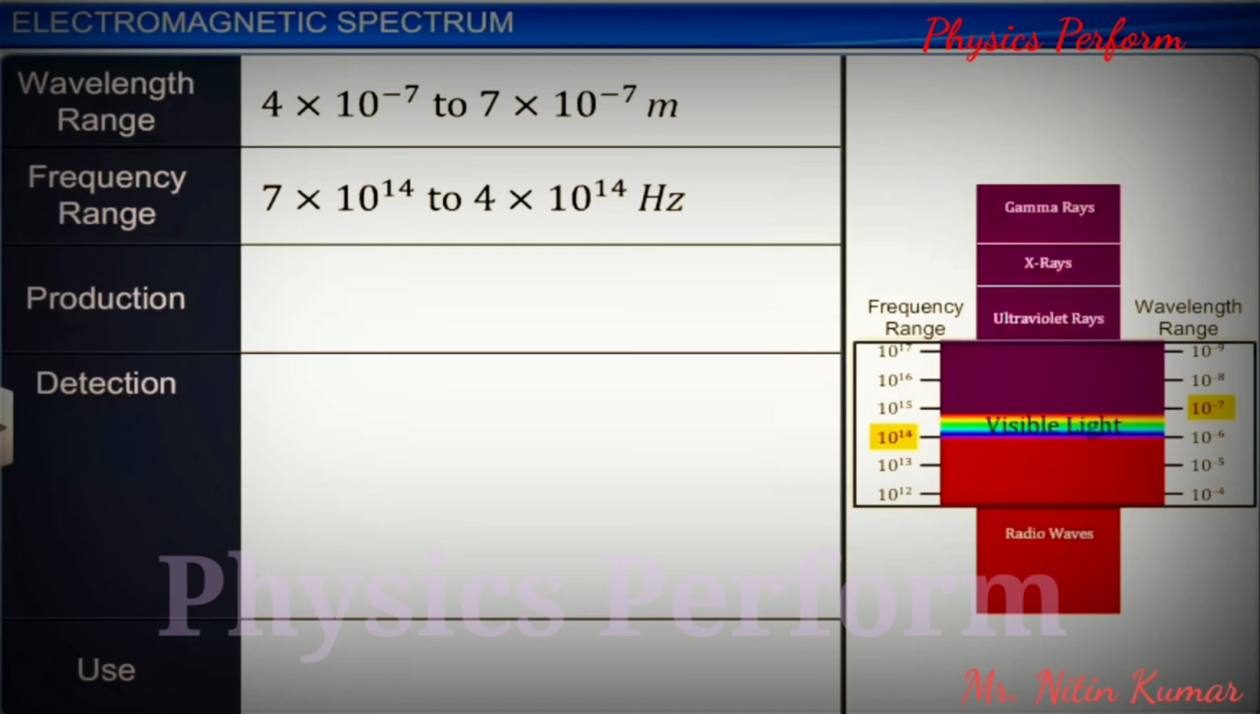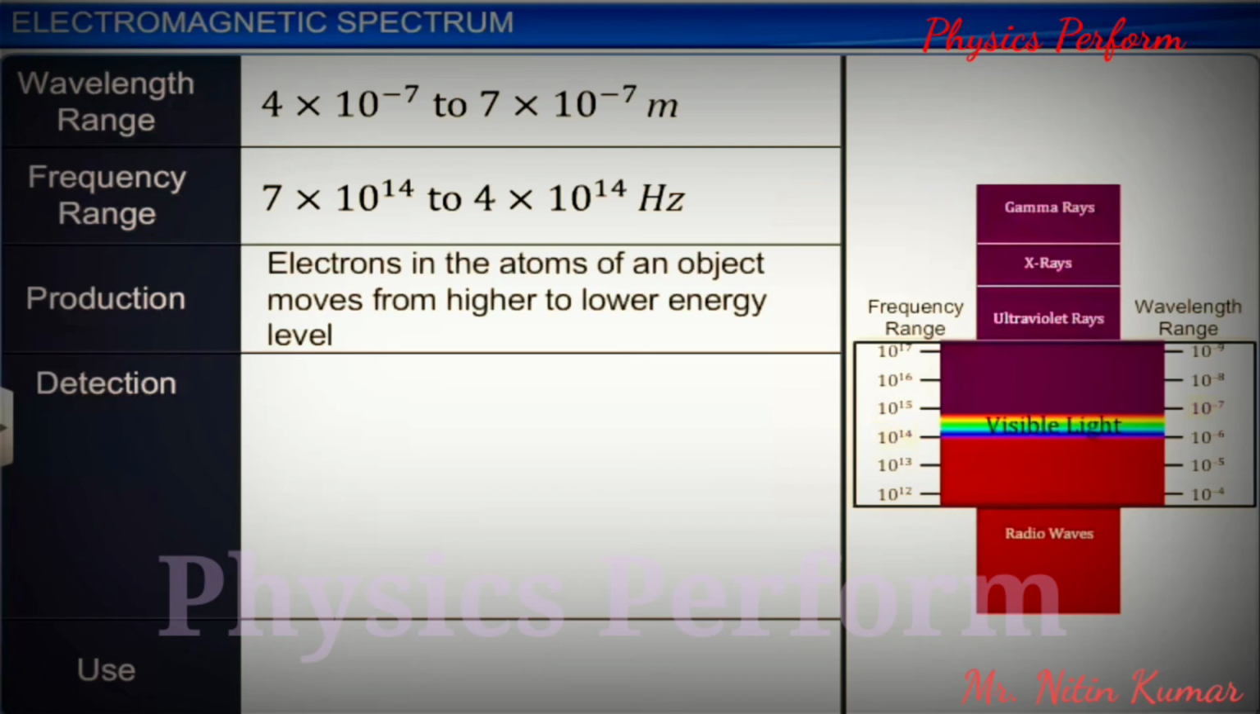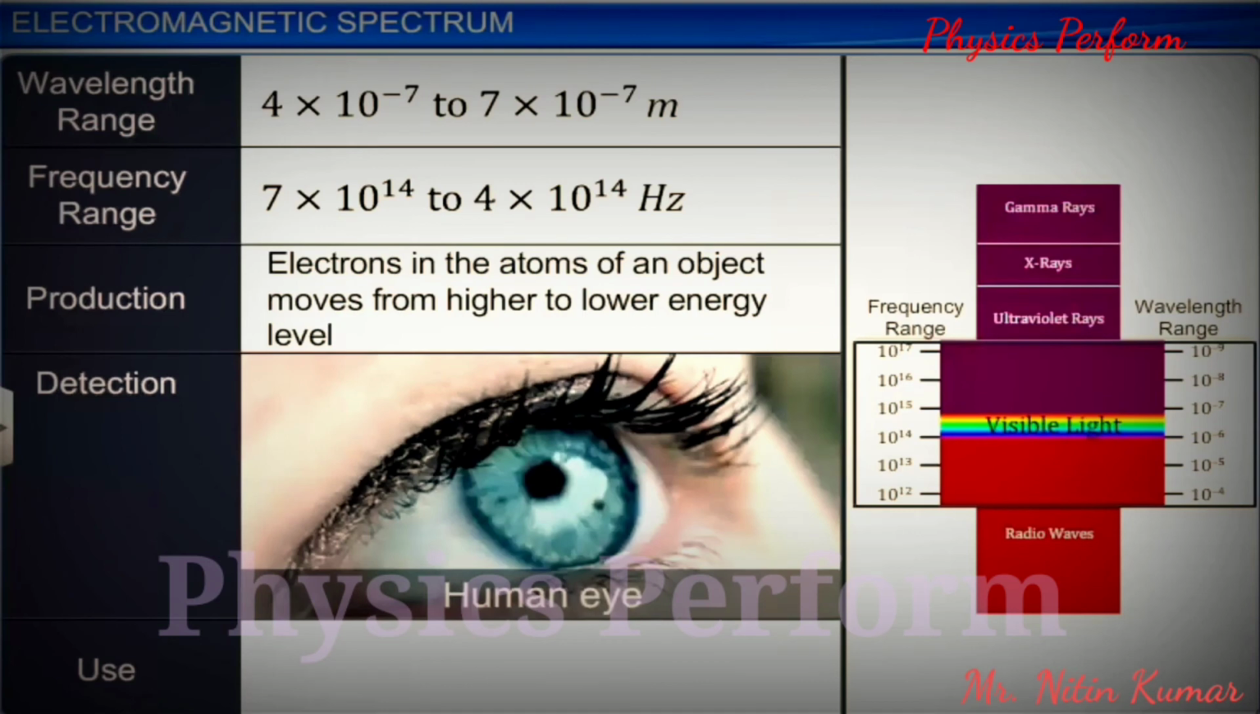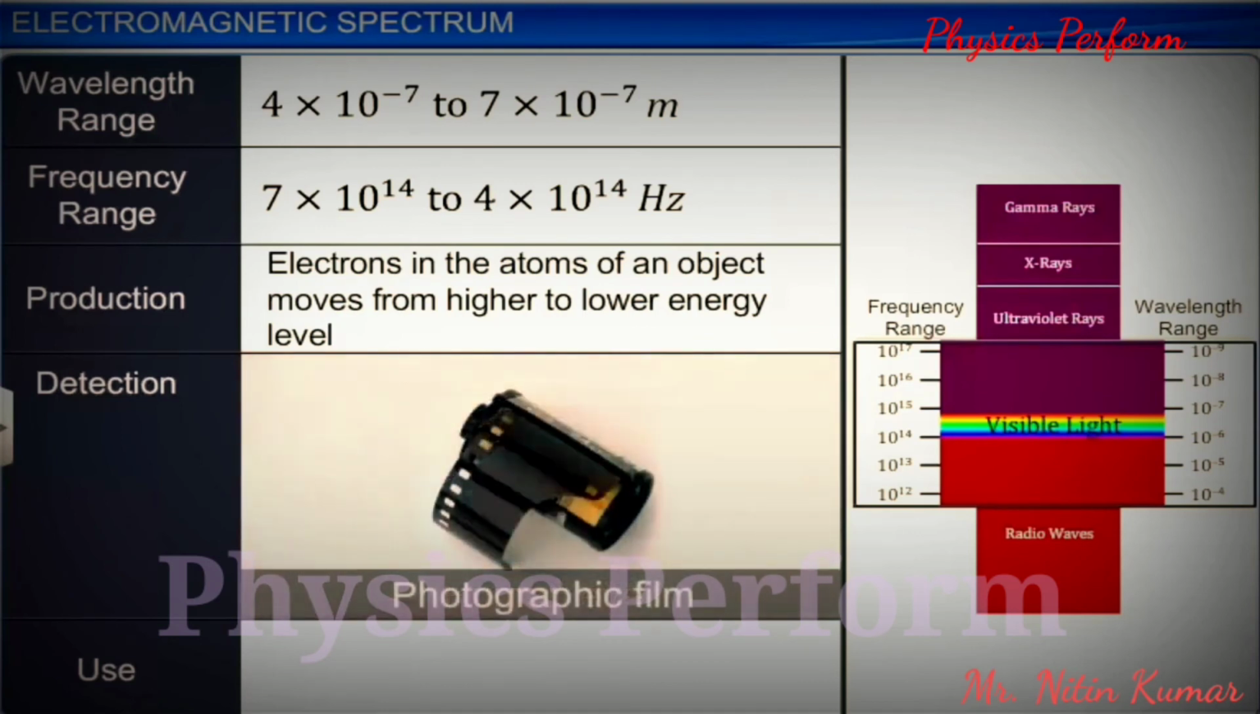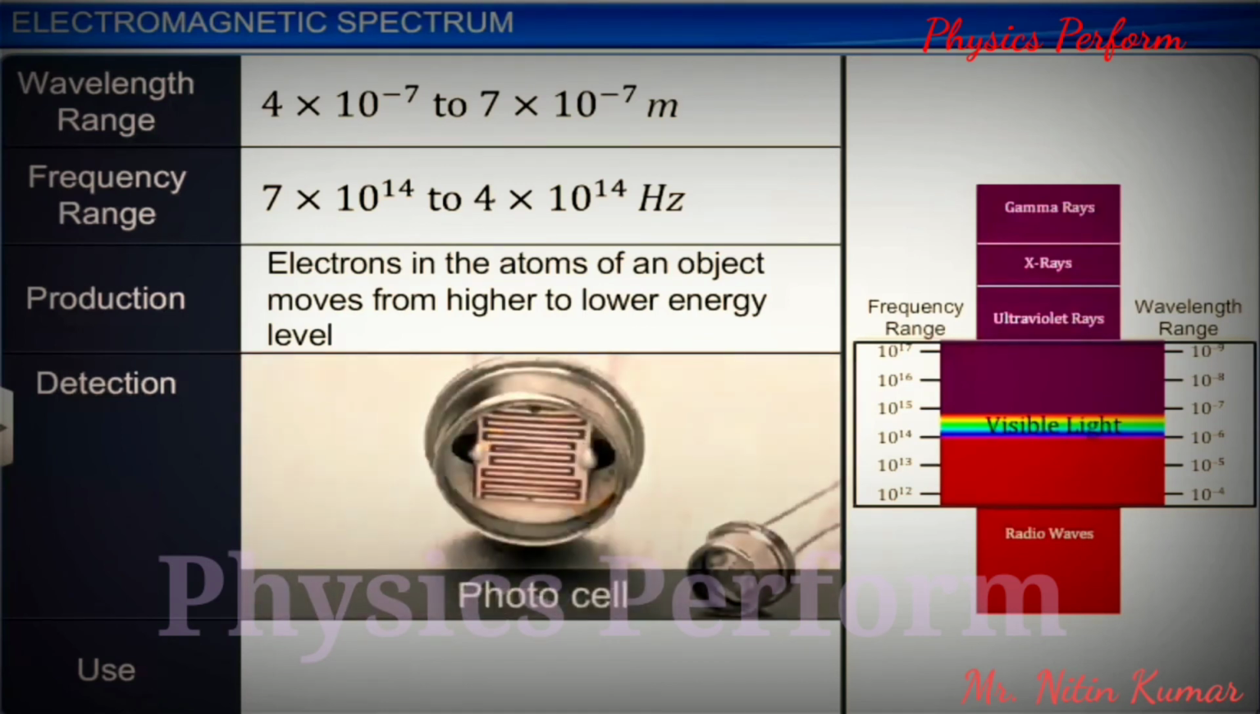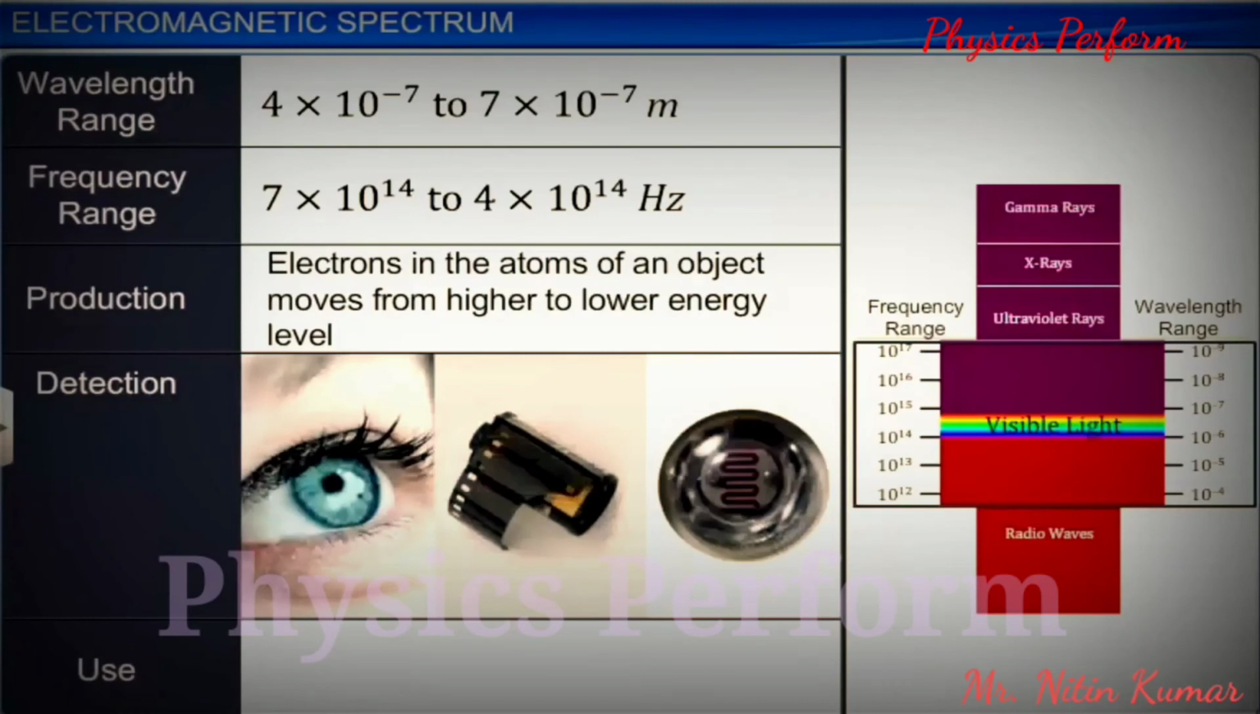Visible light is emitted from an object when electrons in the atoms of the object move from higher energy levels to lower energy levels. Visible light can be detected by the human eye, photographic films, and photocells. The light emitted from or reflected from an object helps us to view the object.